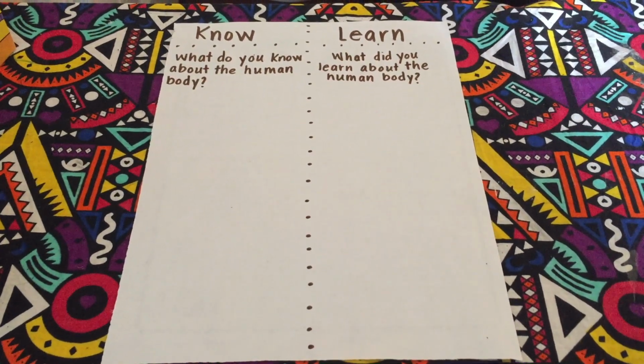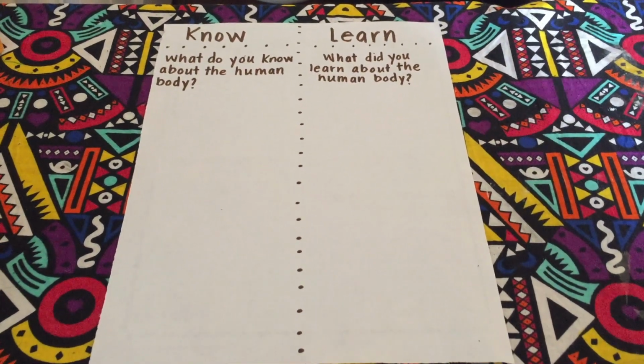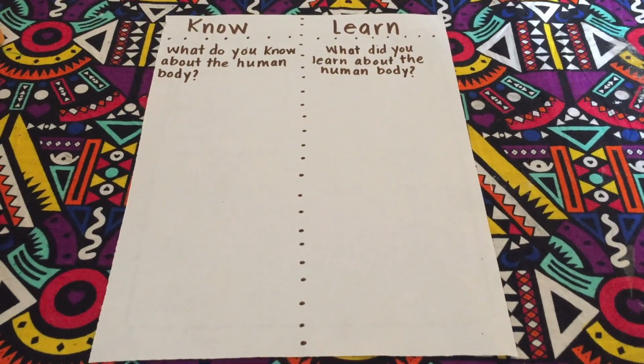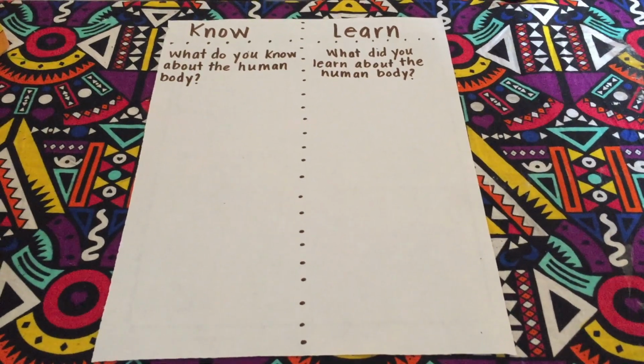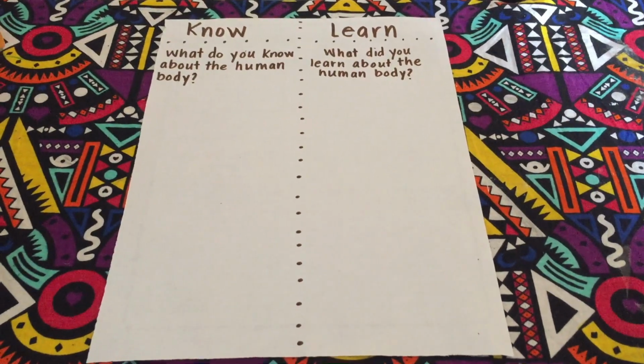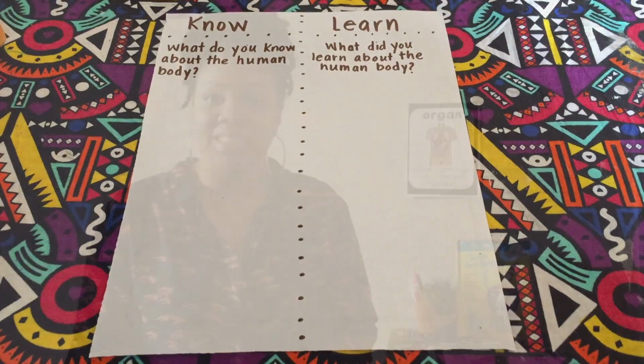Then you will create a column titled Learn. And once we get to that part of the lesson, you will answer the question, what did you learn about the human body? Please pause the video and create your know and learn T-chart now. Thank you for completing the know section of your know and learn T-chart. Now let's learn more about our body so that we can complete our learn section.